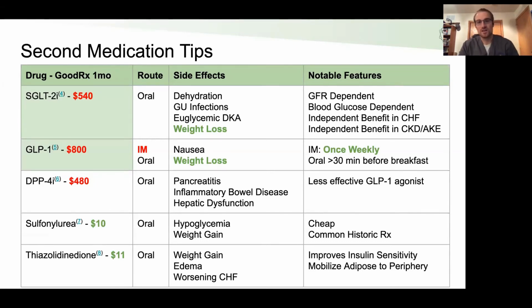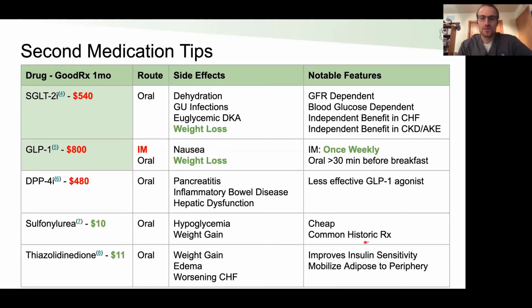And then lastly, it has an independent benefit in congestive heart failure in improving cardiovascular outcomes, independent of whether or not the person has diabetes. And so this is a medication that you'll start to see prescribed more and more for non-diabetic indications, which may hopefully start to bring down the price a little bit.